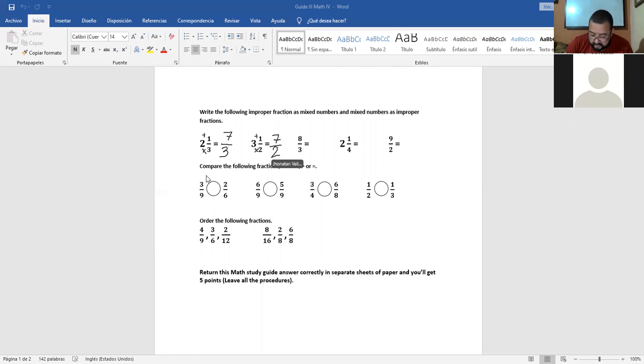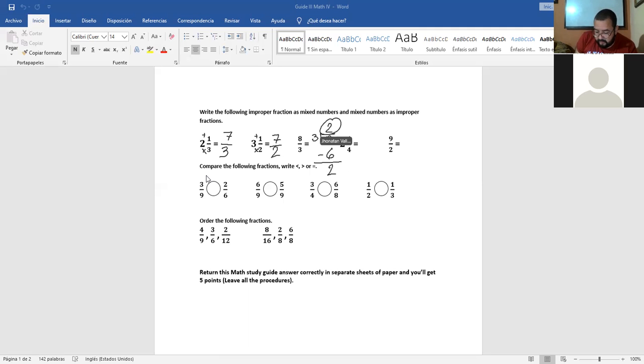Now, here we have a different thing. Here we're going to divide 8 by 3. So we write like this. One number in the table of 3 that gets close to 8 is 2. 3 times 2 equals 6. 8 minus 6 equals 2.